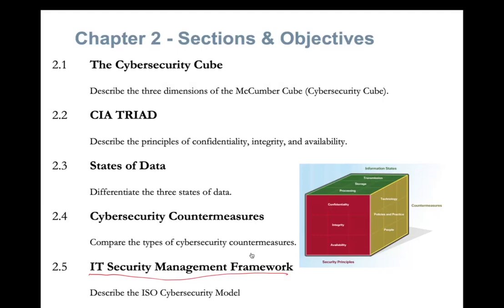Yeah, welcome back. As we are discussing the cybersecurity cube, we have discussed the first dimension of the cybersecurity cube, that is the CIA triad, the second dimension, that is information states, and the third dimension, which is countermeasures. So we will now explore the security management framework in this session.